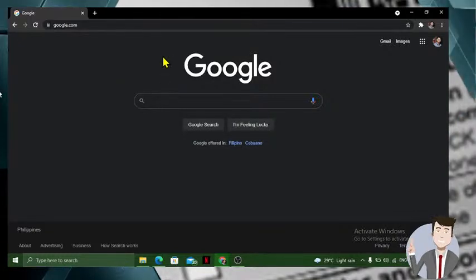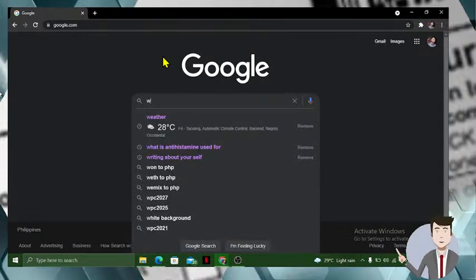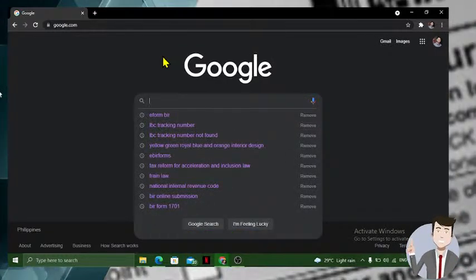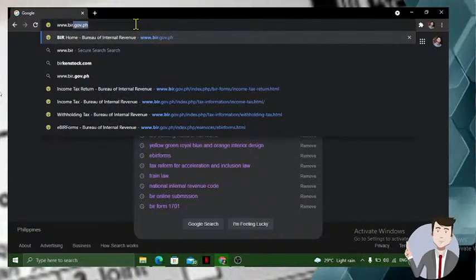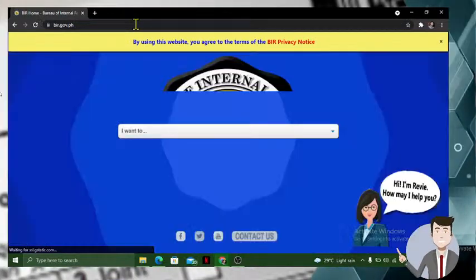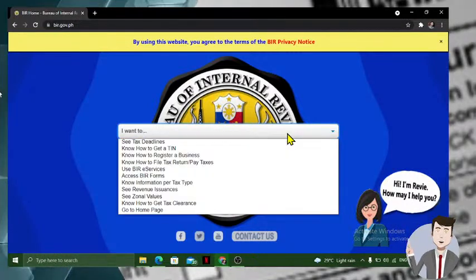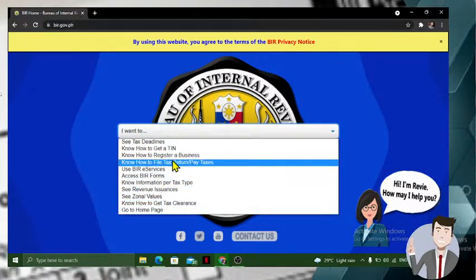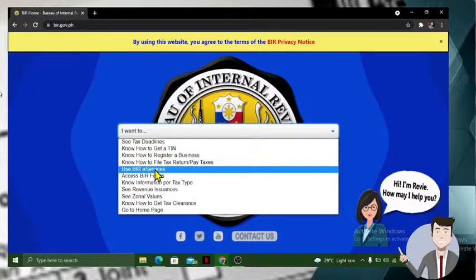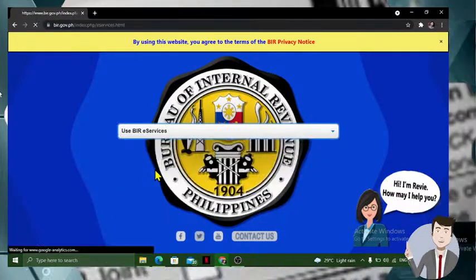So let's log in to the website of the Bureau of Internal Revenue, www.bir.gov.ph. Okay, so on the menu bar or home page of the BIR website, you can see that there are lots of options. So please click Use BIR e-Services.